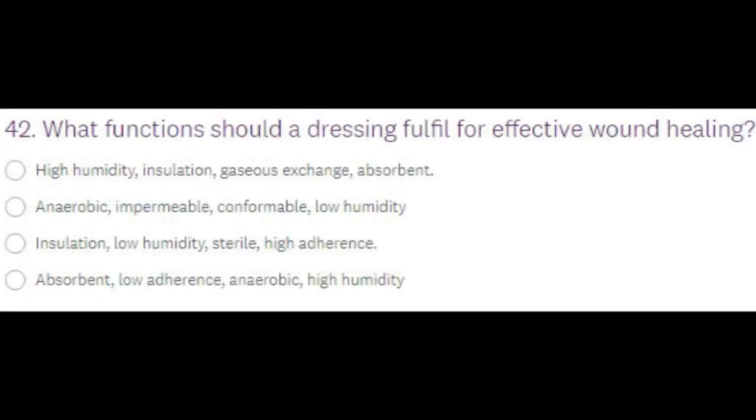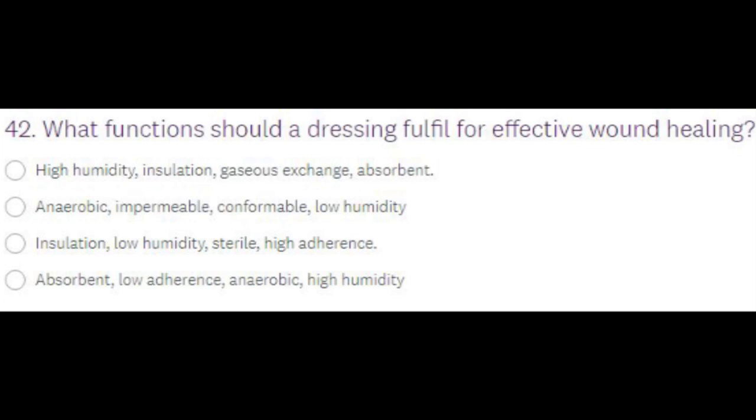Question number 42. What functions should a dressing fulfill for effective wound healing? I think this question also we have come across earlier. Anyways, the options are option 1, high humidity, insulation, gaseous exchange, absorbent. Option B, anaerobic, impermeable, conformable, low humidity. Option C, insulation, low humidity, sterile, high adherence. Option D, absorbent, low adherence, anaerobic, high humidity.